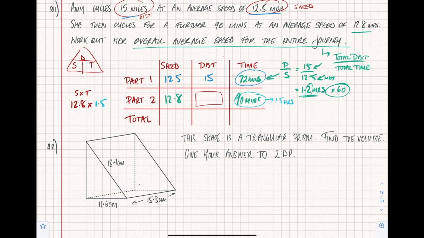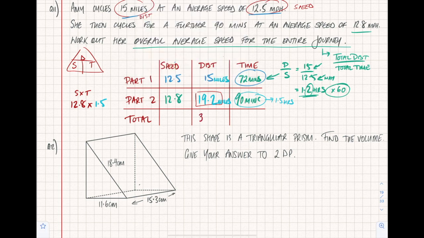Okay, so it's really important that you understand that 90 minutes, you can't just times it by 90. You need to make sure you turn it into how much of an hour. 90 minutes is obviously 1.5 or an hour and a half. When you do that, you get an answer of 19.2. So that's in miles. I can now start to put things together, okay, because we've got the distance there, which is 19.2 plus 15.